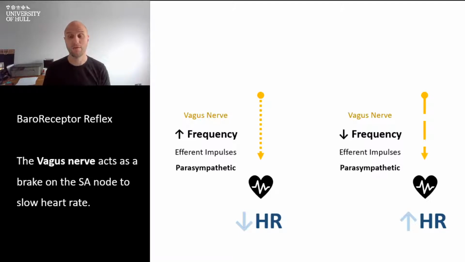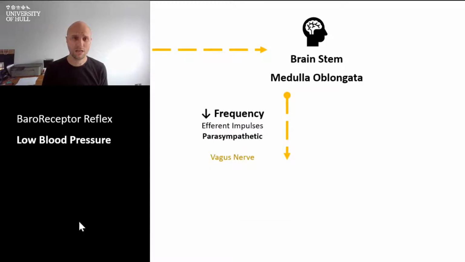Conversely, if we have fewer impulses travelling along the vagus nerve, the heart rate has that brake released and the heart can go faster. So we're going to consider a situation whereby our person has a low blood pressure, maybe because they're hypovolemic, and so there are fewer afferent impulses to say that there's stretch and give information about the blood pressure to the central nervous system, and consequently there are fewer impulses travelling along the vagus nerve, and so the heart rate will increase.